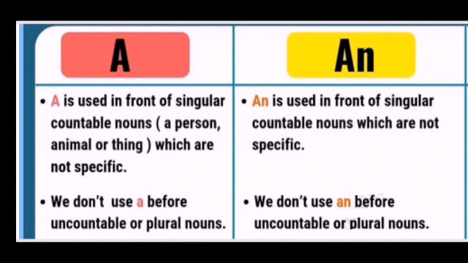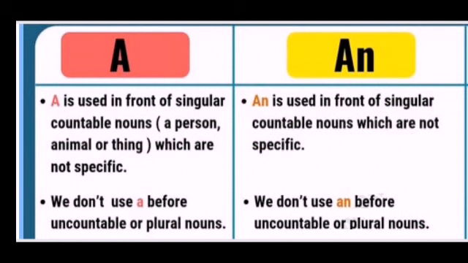First of all, we have to know what is singular. Singular means only one thing or one object. For example, table is singular. Why? Because we are not saying tables. We are saying only table. Table is only one object. If we say tables, then it will be plural. If it is only one object, it is singular. If there is more than one object, then it will be plural.